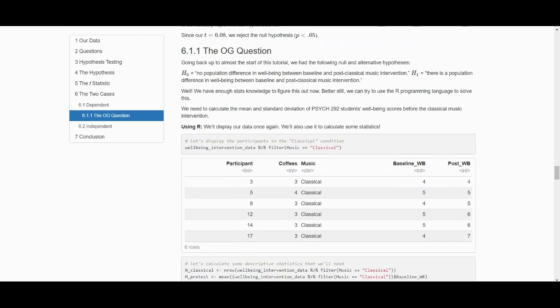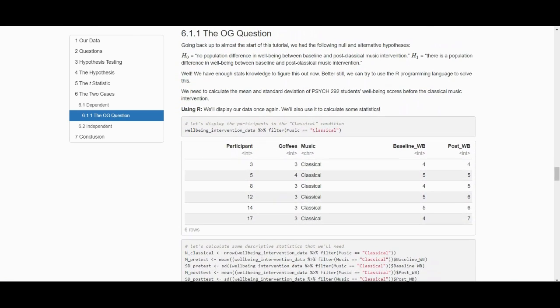So to tie this back to our original question, we had the following null and alternative hypotheses. H0 is that no population difference in well-being between the baseline and post-classical music intervention existed. H1 is that there is a population difference in well-being between baseline and post-classical music intervention. Well, we have enough stats knowledge now to figure this out. Better still, we can try to use the R programming language to solve this. We'll do it both ways.